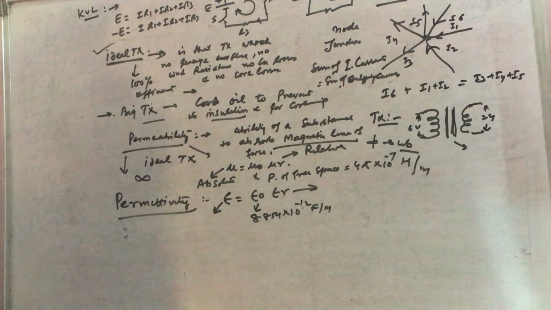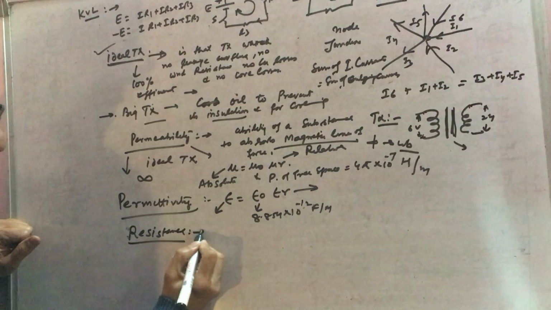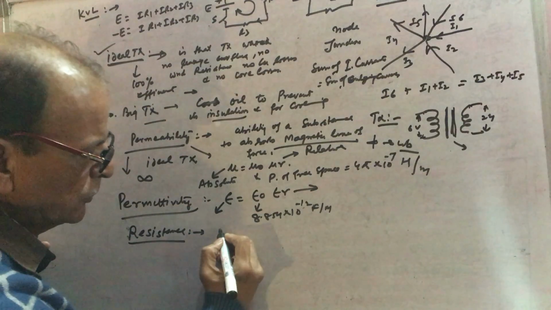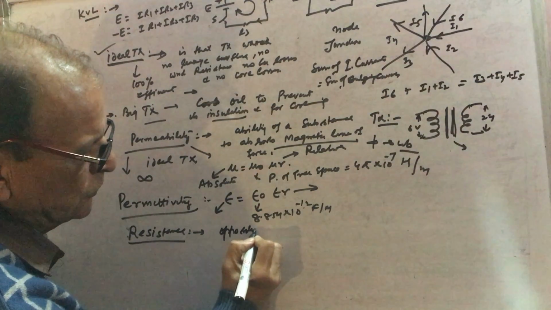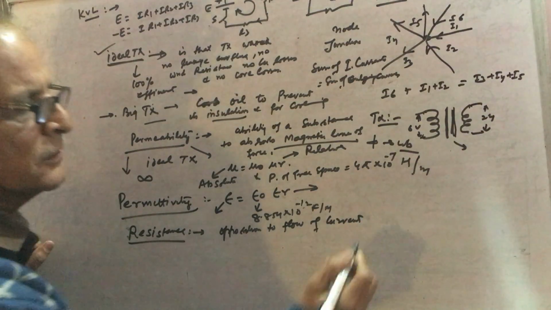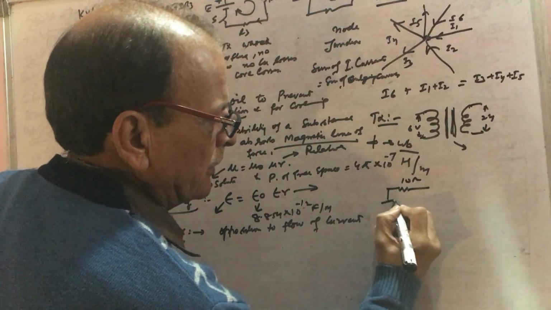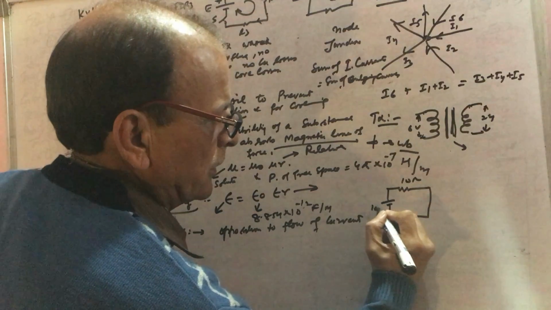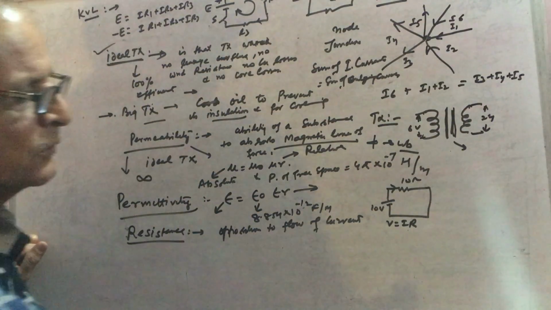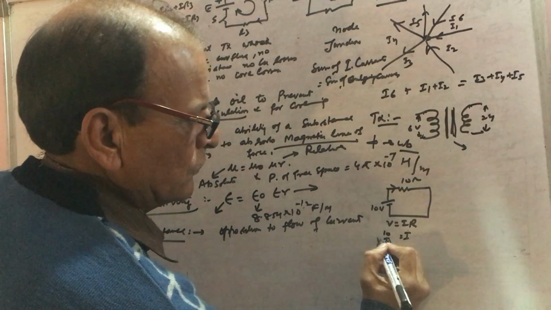So what is resistance? The word resistance is used in electrical circuits where current flows. Resistance is the opposition to the flow of current. So resistance opposes the current. Let's say we have a circuit, I will explain to you: 10 ohm, and a DC source of 10 volt. V is equal to IR, Ohm's law. So I will be equal to V divided by R. So it is 1 ampere.